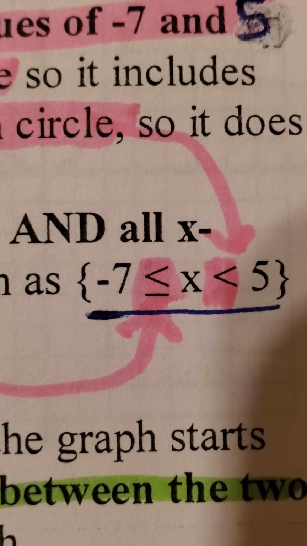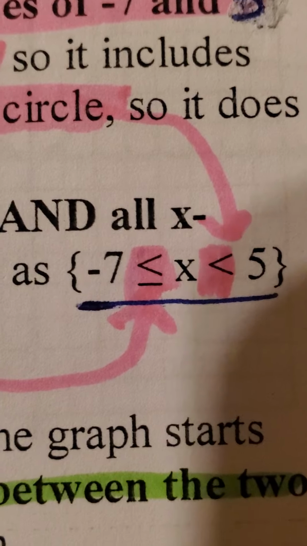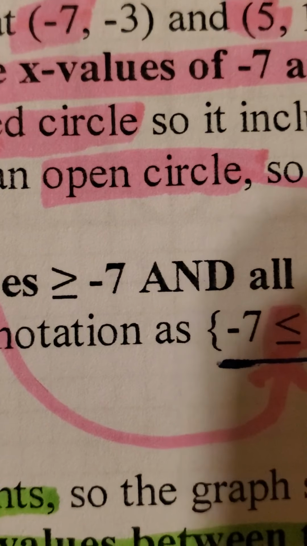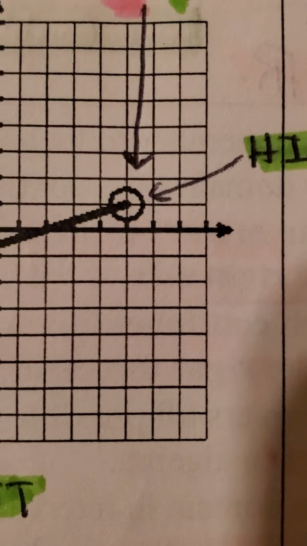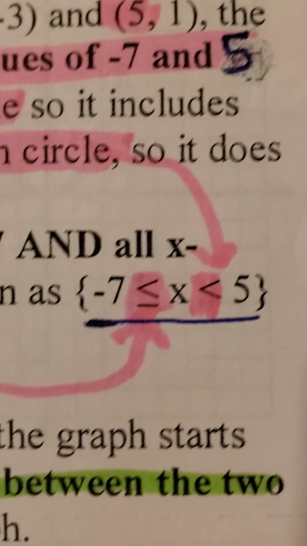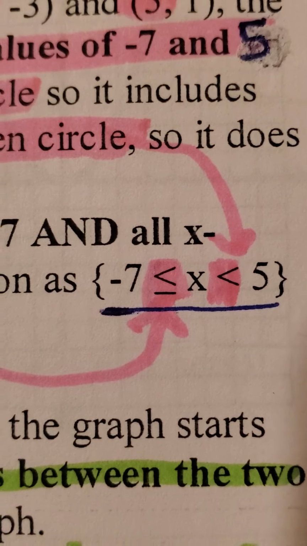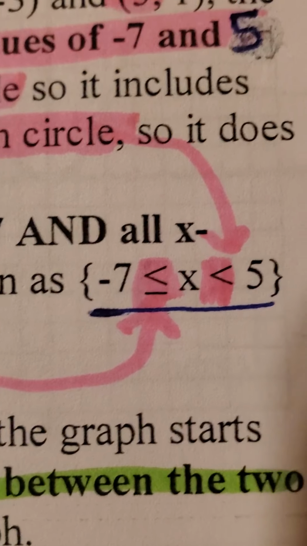Okay, the next symbol says less than 5. Well, less than comes with an open circle. Back to my graph, if I've got an open circle, it's just a less than symbol. So that's how I get my final answer of -7, less than or equal to x, and just a less than 5. All right, let's look at range.